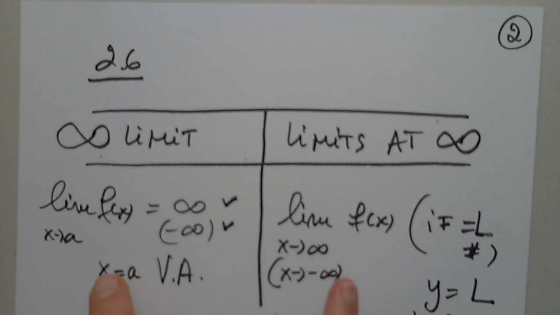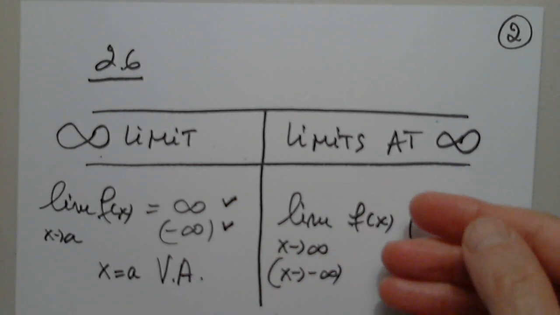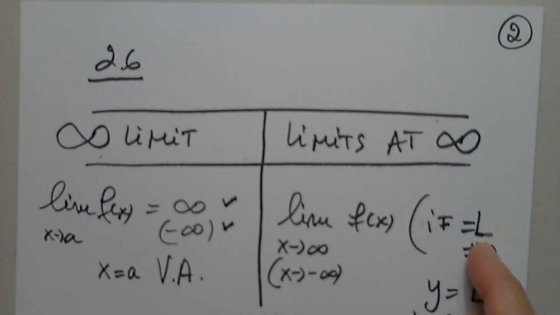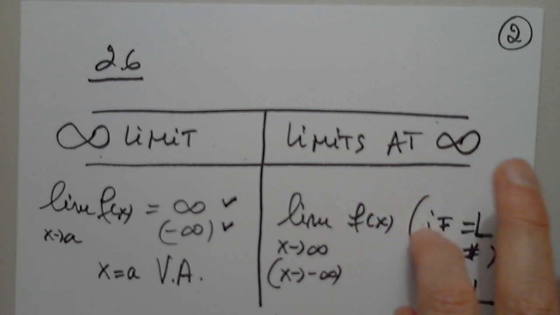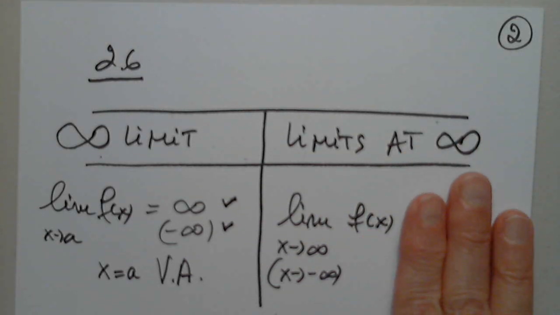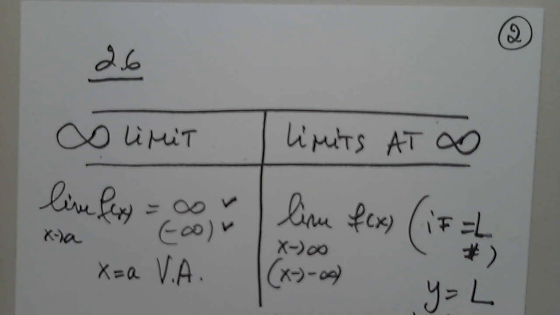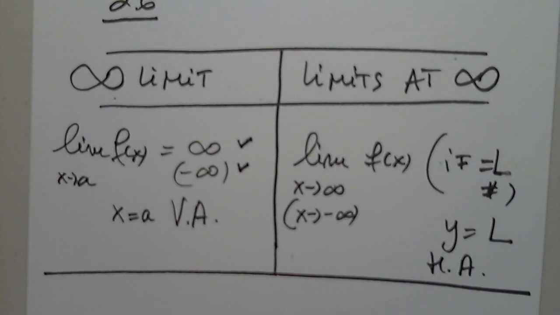So these are two very important concepts about functions, but they are totally different. This one says infinite limit, which means the result is infinity, which gives us the vertical asymptote. And limits at infinity means x approaches infinity or negative infinity. If we get a number, but we don't have to, it could be infinity, the result can be anything. But if it is a number, y equals that number is the horizontal asymptote. So we want to work on these situations.